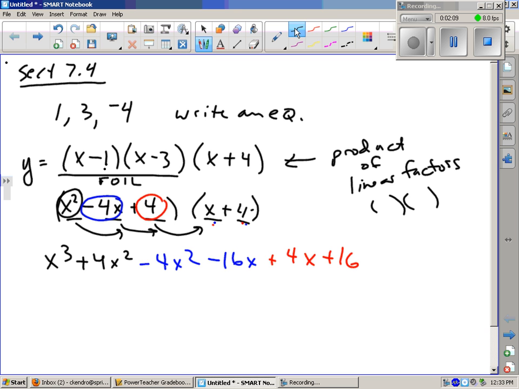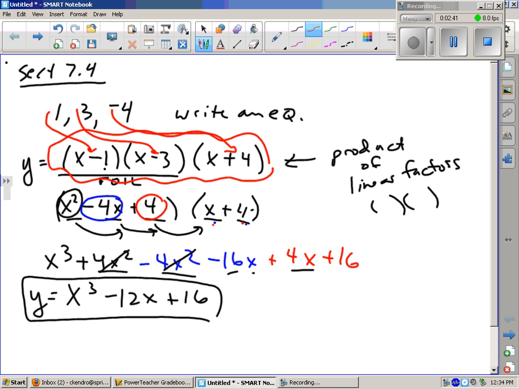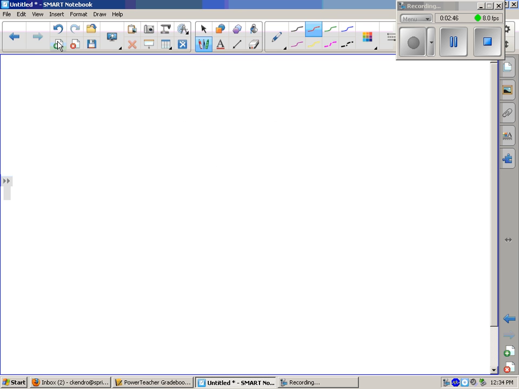Now I'm just going to get like terms together. X cubed is by itself. These two cancel out, so they're gone. Then I have minus 16x and a plus 4x. That'd be minus 12x plus 16. You put your y equals on there, and you've got your equation. Okay, but the main thing I want you to know from all of this is how to set it up. You set it up in the parentheses, and remember, it's opposite sign. See? And that's important.